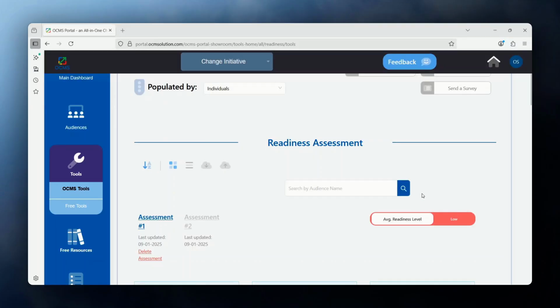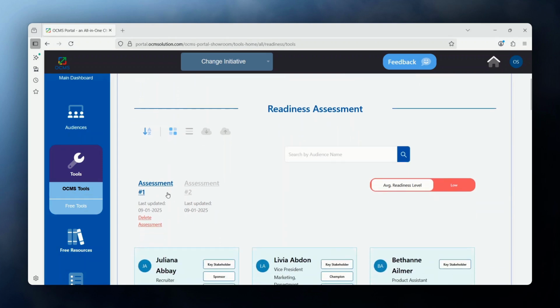There are 2 key things to keep in mind when implementing the change readiness assessments we are going to be going over in this video. 1, you want to ensure that you conduct a baseline change readiness assessment.